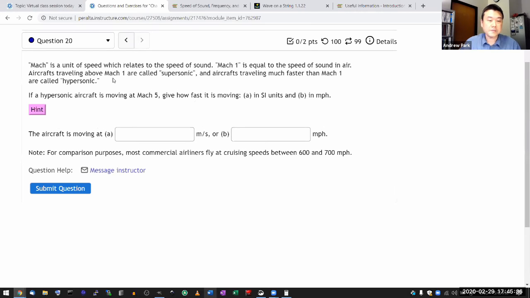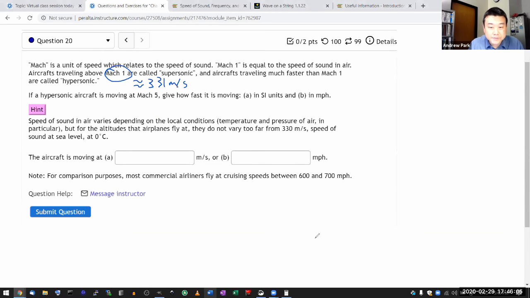Question 20. Oh, this is just about speed of sound. So Mach. So really what you need to remember is that Mach 1 is about the speed of sound, or 331 meters per second. But there's a bit of a complication here, which I say in the hint, they do not vary too far from 330 meters per second. Let me try working out the numbers with 300 meters per second and see if it gets graded as correct.